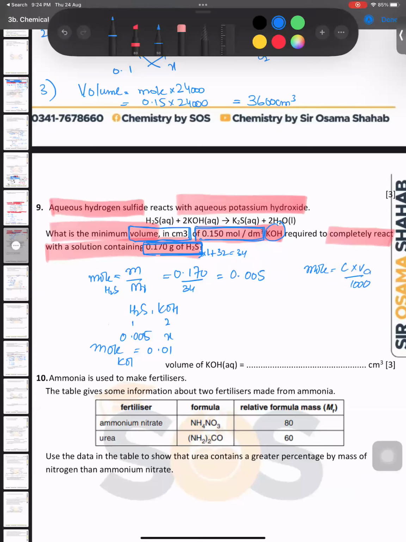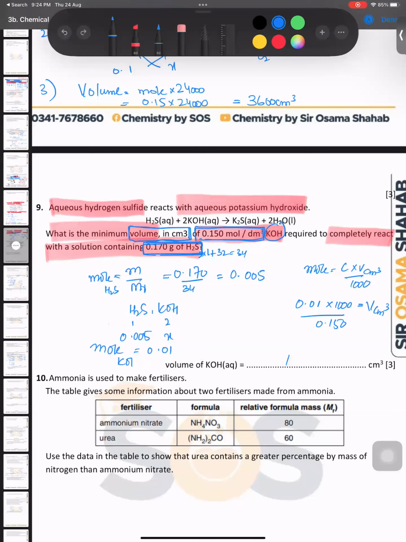अगर volume सेंटीमीटर क्यूब में चाहिए तो. So moles already we have 0.01. 1000 डिवाइड हो रहा है, यहाँ के क्या हो जाएगा? मल्टीप्लाई बच्चों. concentration यहाँ की क्या हो जाएगी? डिवाइड 0.150. So we will have the volume in centimeter cube. कितना आया बच्चों? 66.66. ये आया है.